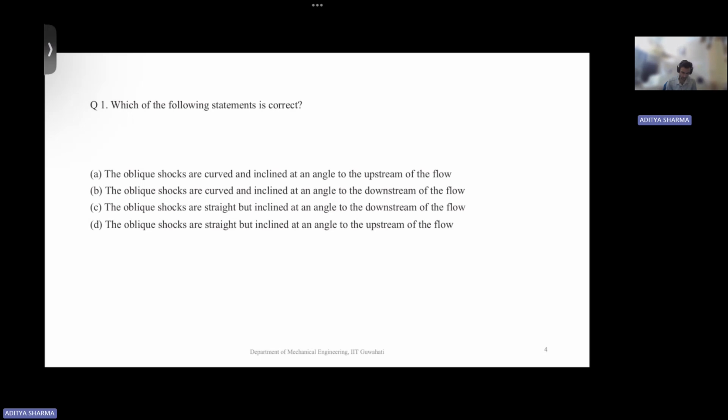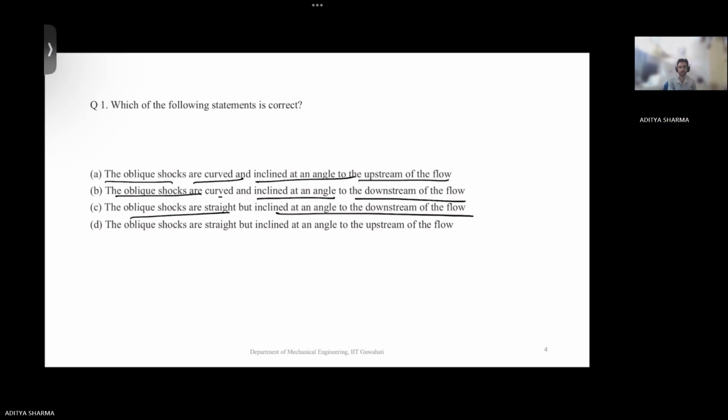Four options are there. First option says that oblique shocks are curved and inclined at an angle to the upstream of the flow. Then it says that oblique shocks are curved and inclined at an angle to the downstream of the flow. Third is these are straight and inclined at an angle to the downstream of the flow. Oblique shocks are straight but inclined at an angle to the upstream of the flow.